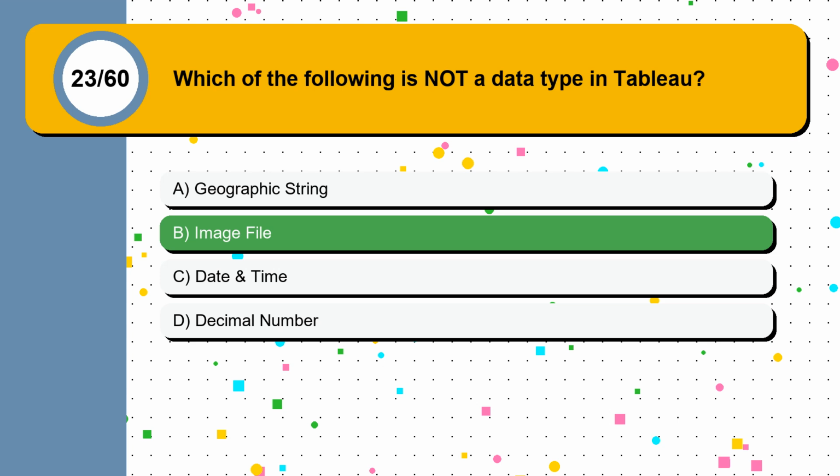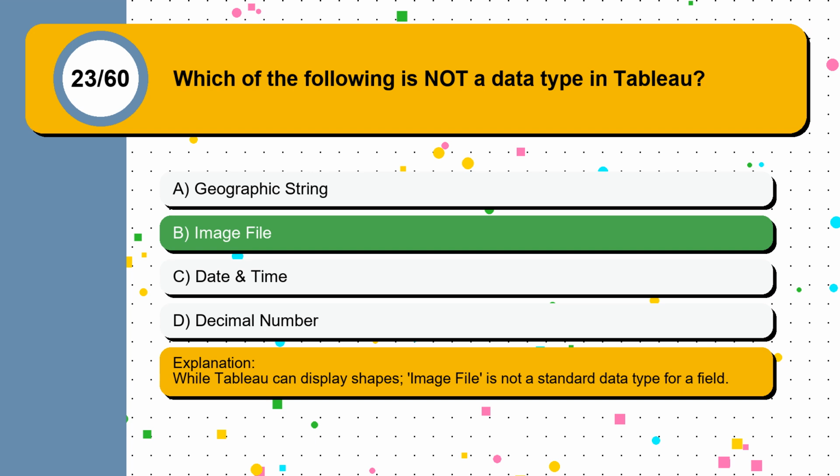The correct answer is option B, image file. While Tableau can display shapes, image file is not a standard data type for a field.